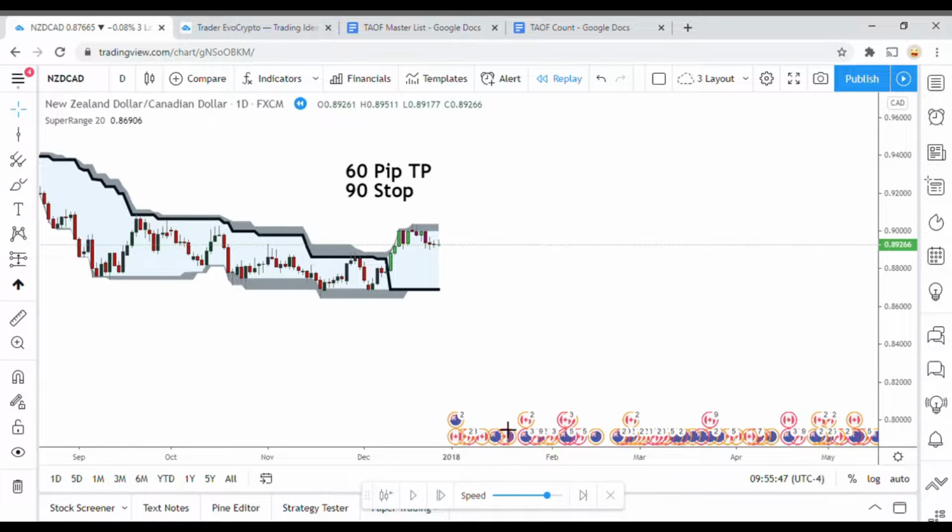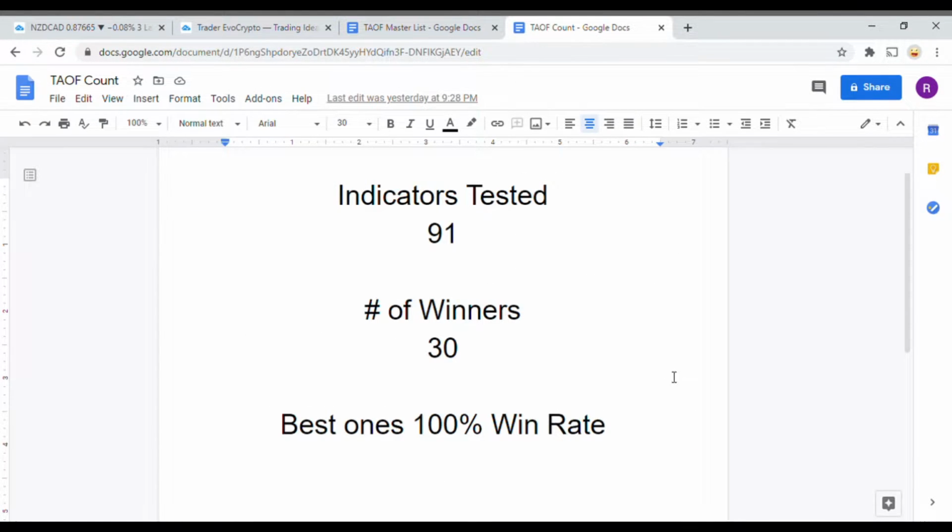Alright, as I said, today we will be testing the super range indicator. But before we do, I wanted to put the indicator scoreboard up for everyone to see. So to date, we have tested 91 indicators. Out of those 91 indicators, 30 of them have been winners, which means that they have met or exceeded the 60% win-loss ratio threshold that we have set for them. The best ones so far were able to achieve a 100% win rate.